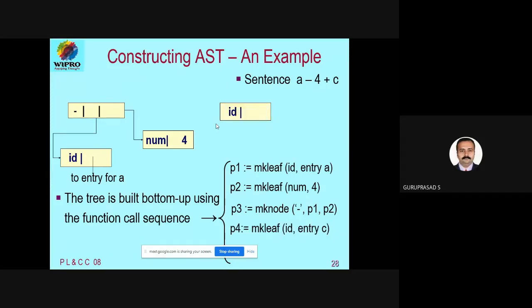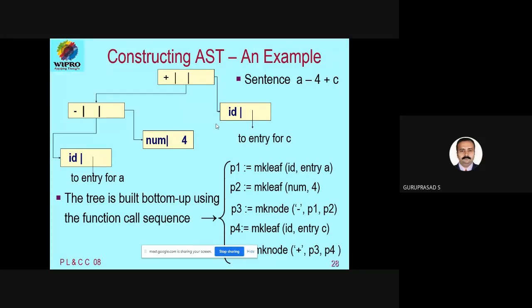P4 is again an ID node for c. Now it has an entry for c, and then P5 will be my node for plus, which again has a left pointer and a right pointer. So this is the structure, or algorithmic way, for constructing the abstract syntax tree for the given expression.